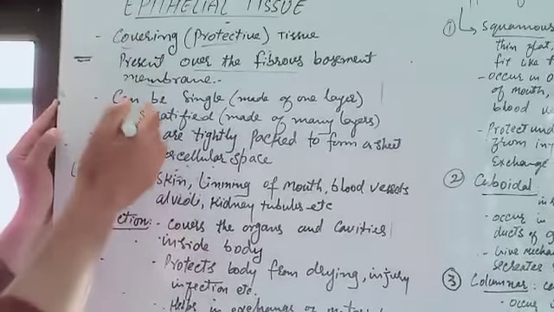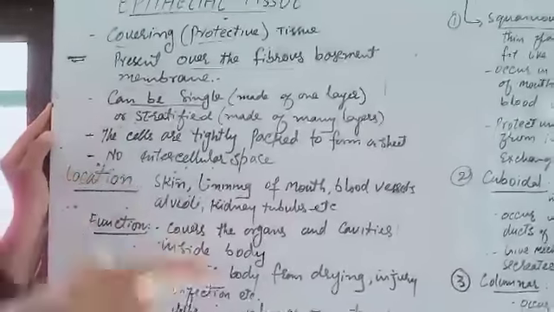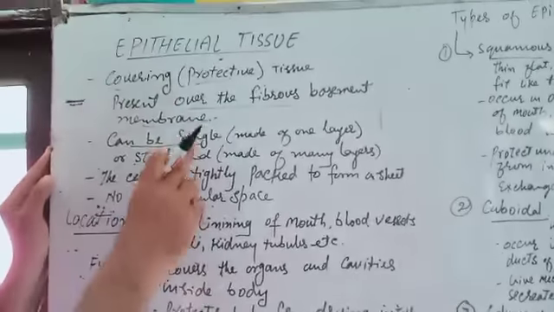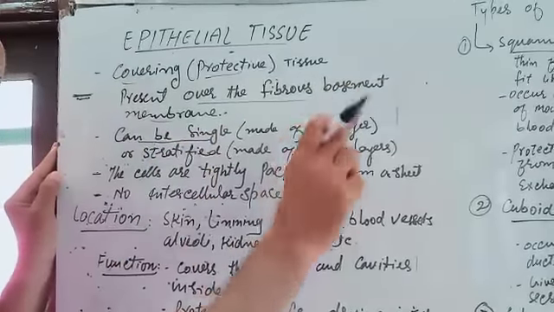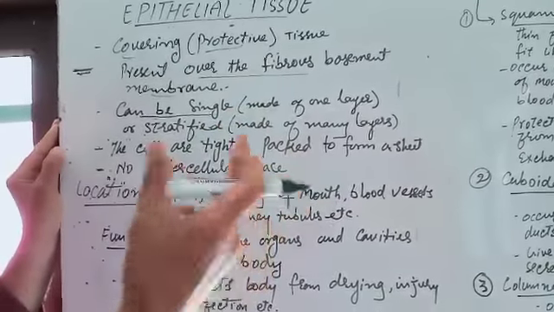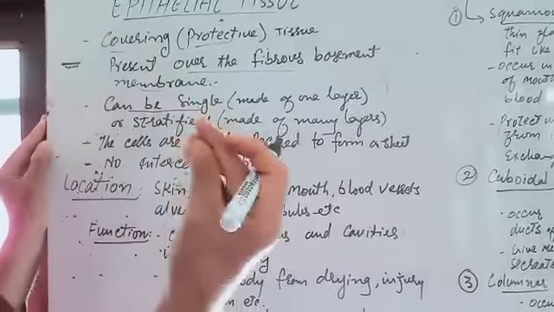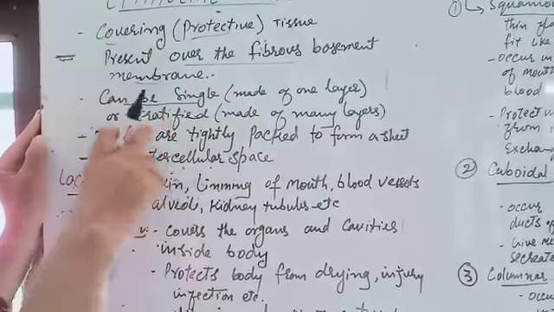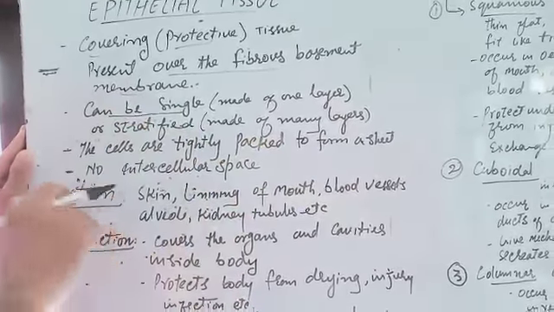The epithelial tissue can be simple, which I mentioned earlier, that means made of a single cell layer, or stratified, made of many layers, or complex epithelial tissue. If the epithelial tissue is single layered, it is simple. If it is multi-layered, it is then stratified.